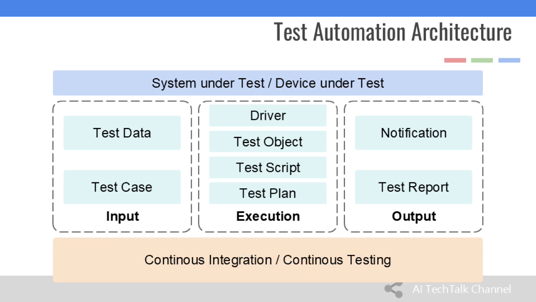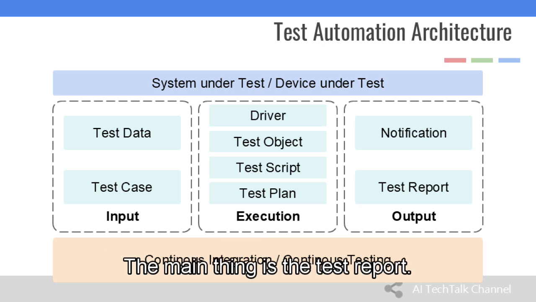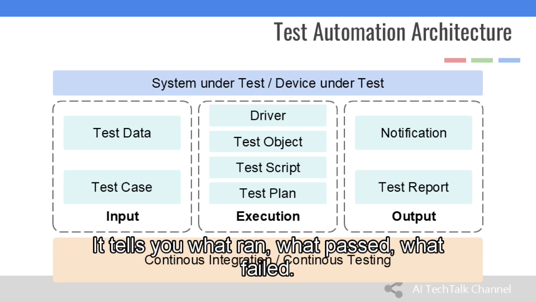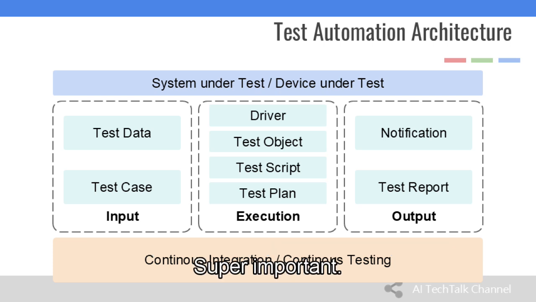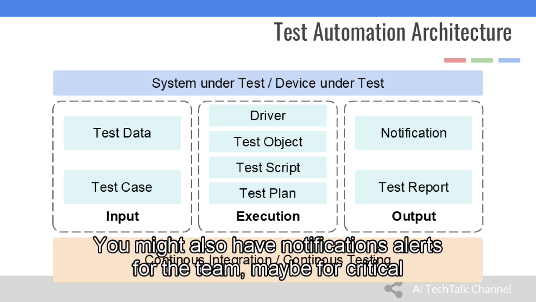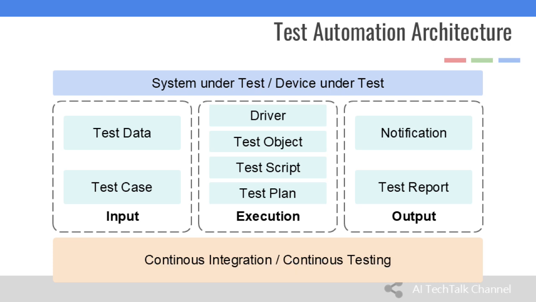And then finally, the outputs. What's involved there? Outputs are how you know if it worked. The main thing is the test report. It tells you what ran, what passed, what failed. Super important. You might also have notifications or alerts for the team, maybe for critical failures, you know?